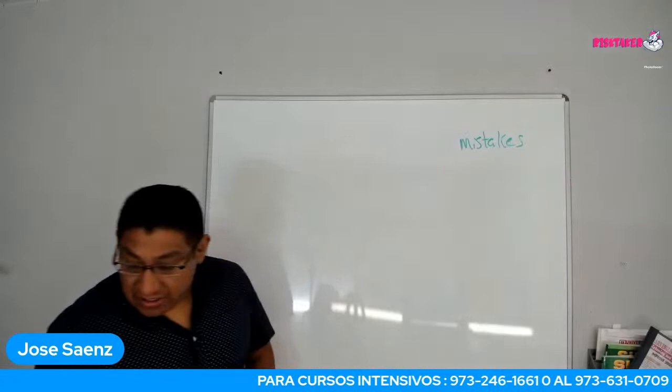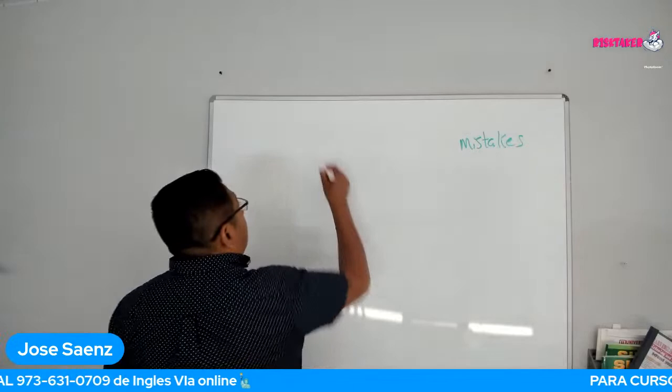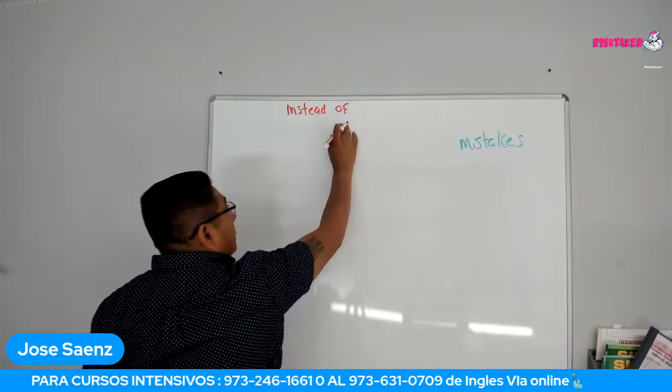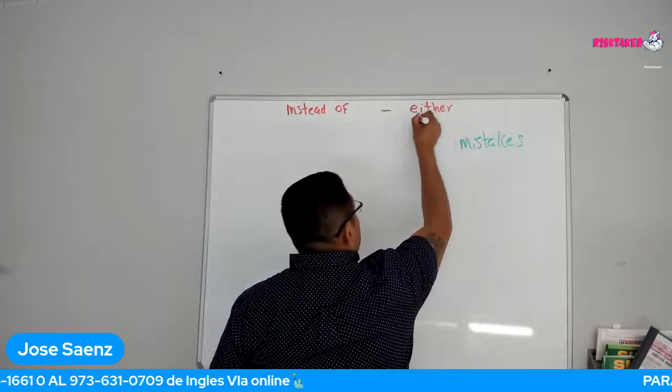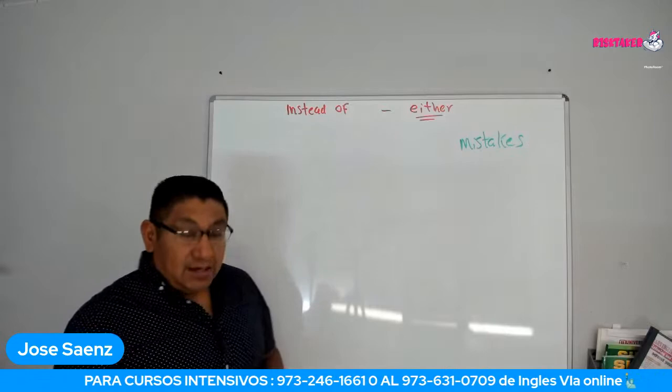All right, so there are two words that I want us to practice today. There are two words. Instead of, and the word either. Instead and instead of. Instead of. So those are the two words that we have in this reading. And I think that they require a little bit of attention, right?